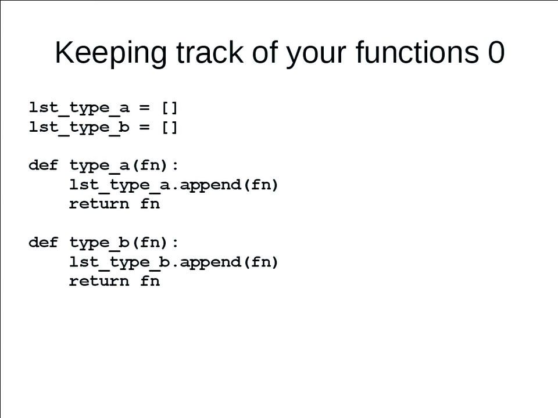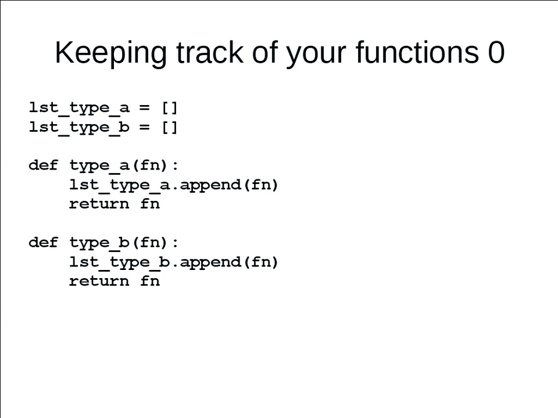So I'm imagining we're writing like an API, and we have 2 types of functions. We want to keep track of the functions we've added to the API which are type A, and the functions we've added which are type B. So we make the type A decorator, which keeps track of all of our type A API functions, and the type B decorator keeps track, and all I do is just append them to a global list.